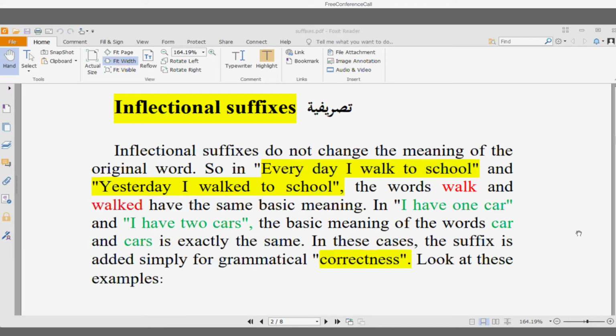In I have one car and I have two cars. So the basic meaning of the words car and cars is exactly the same. In these cases, the suffix is added simply for grammatical correctness. Look at these examples. So المثال الثاني I have one car.